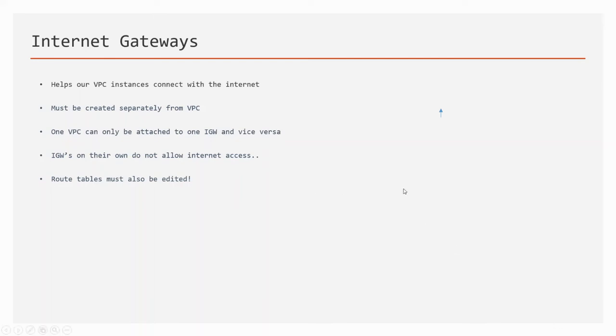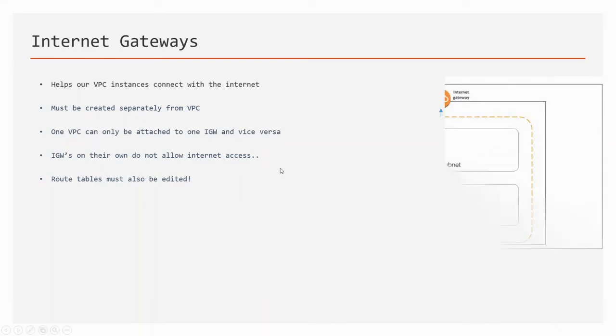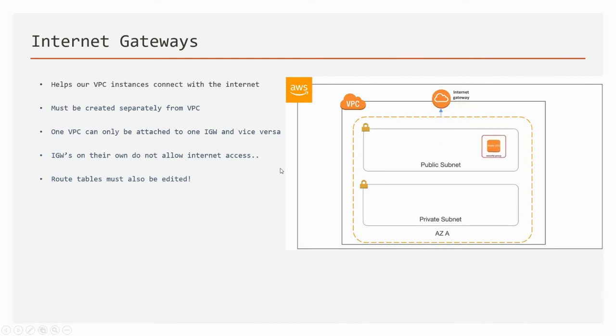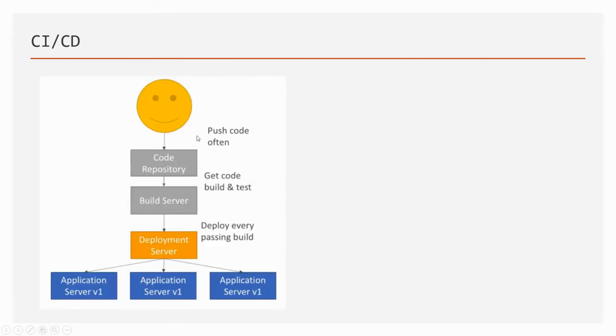Our final video in this section is going to be about DevOps and CI/CD. We have already covered the internet gateway in the last video. So what exactly is CI/CD? The name suggests it is continuous integration and delivery. If you look at this picture, you can see the happy developer that we are.